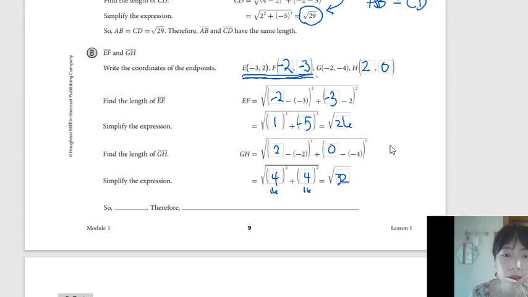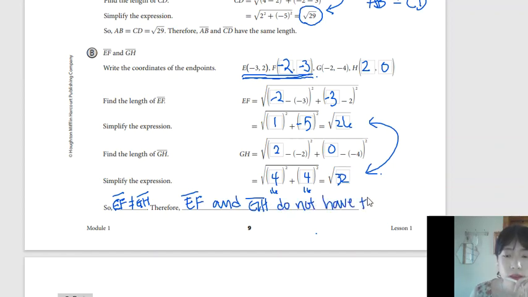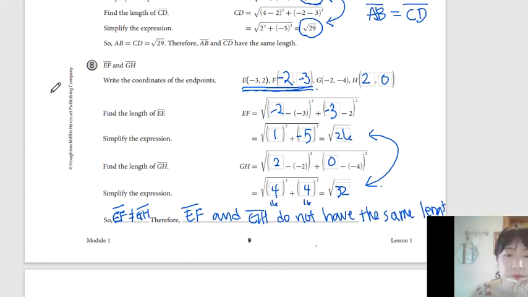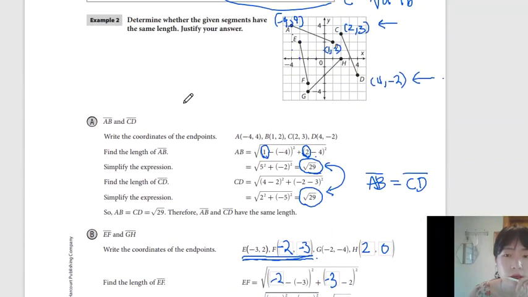Are the lengths the same? Length of EF and GH, are they the same? No, because they're different. So what can you conclude? Line segment EF does not equal line segment GH. Therefore, line segment EF and line segment GH do not have the same length. Okay. You can do that for all the other lines too.